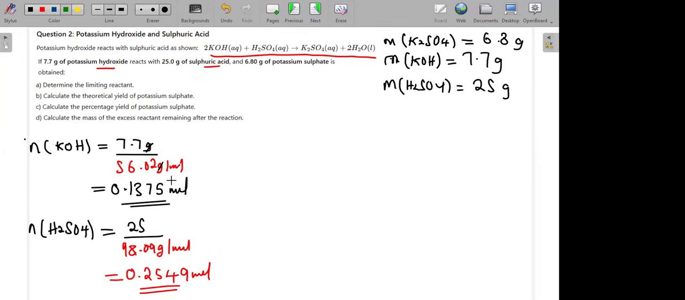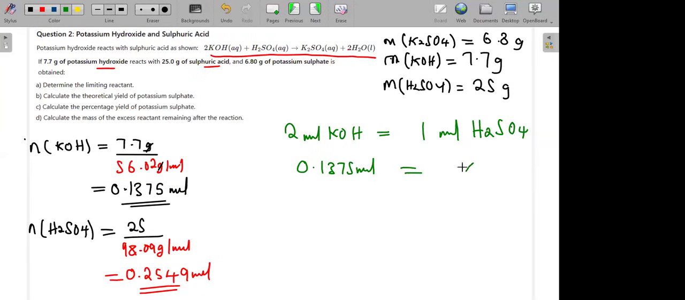So now to find the limiting reactant, we are going to compare their ratios from the equation. So from this equation, you can see that 2 moles of potassium hydroxide actually react with 1 mole of sulfuric acid there. Okay, so what if I have these amounts? What if I have 0.1375 moles of potassium hydroxide? How many moles of sulfuric acid am I going to need?